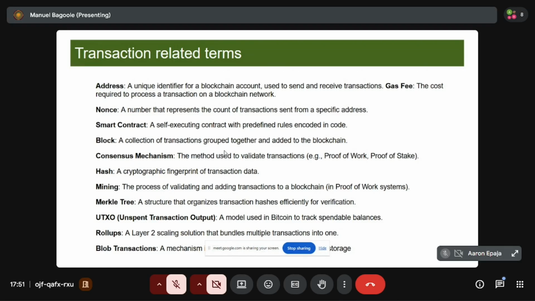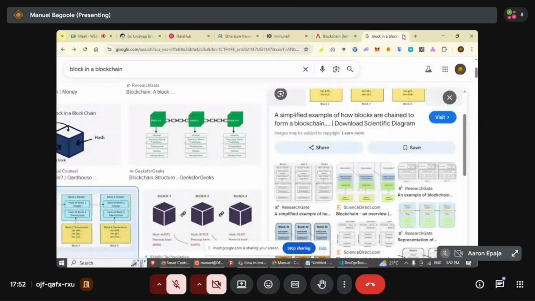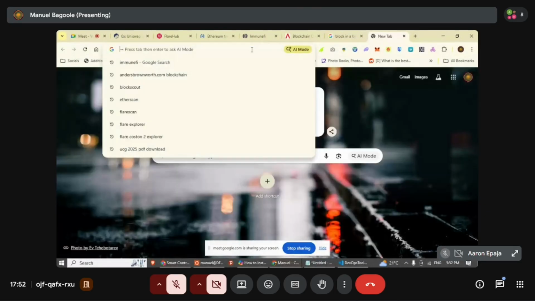Then a Merkle tree is a structure that arranges transaction hashes efficiently for verification. Yesterday I looked at the Merkle tree a little bit. Maybe I could demonstrate it here.